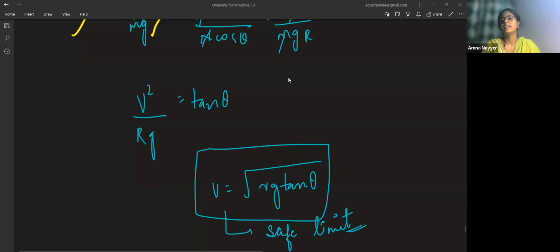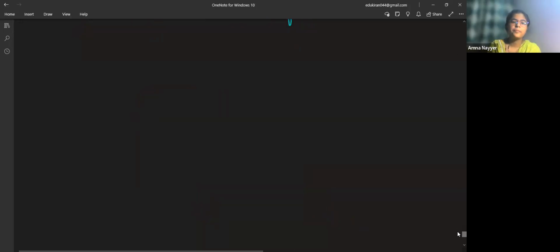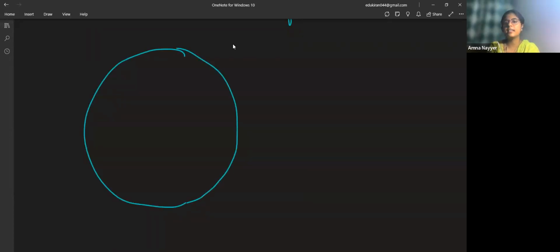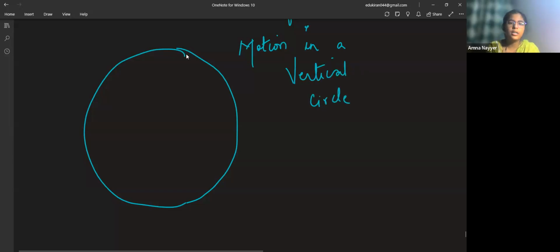Assignment questions. Now you'll be able to solve those two questions. It's like motion in a vertical circle. This is a case of motion in a vertical circle.